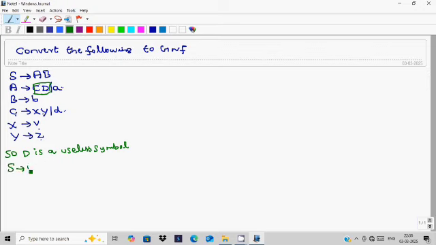So S tends to AB. A tends to, D is available here, so we eliminate that production. So C and D go off. Now we will have A tends to a, and B tends to b. Next is C tends to XY, and the next is X tends to a and Y tends to b.